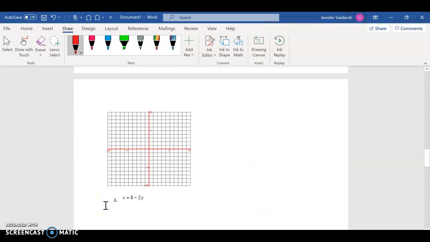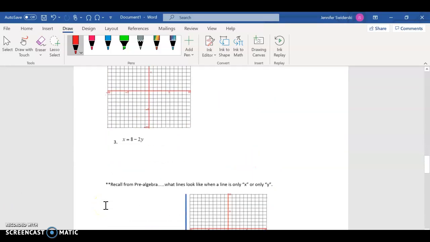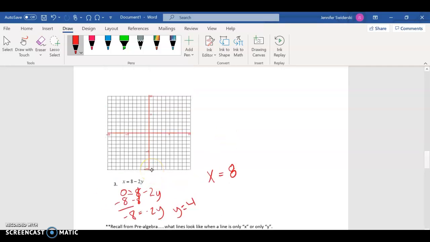All right. For number 3, I know my x-intercept is when y is 0, x is 8. For my y-intercept, x would have to equal 0. So I get 0 is equal to 8 minus 2y. I'm going to subtract 8 from both sides. I get negative 8 equals negative 2y. So y has to equal 4. So when I go in and graph this, if y is 4, x has to be positive 8. I can do a nice little sketch, and there's my graph.